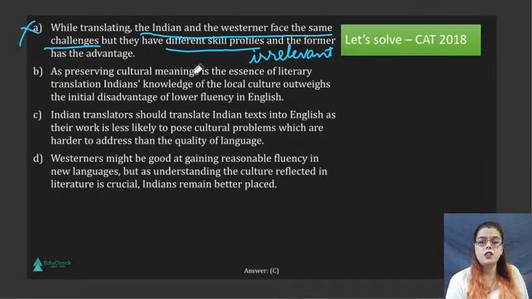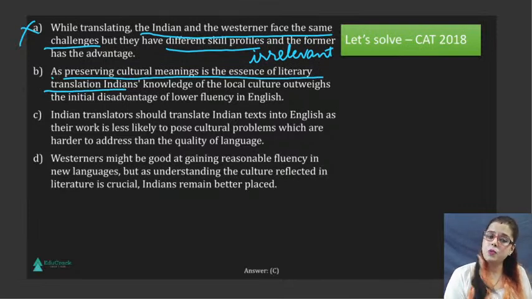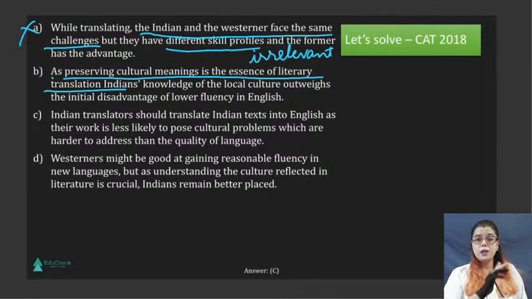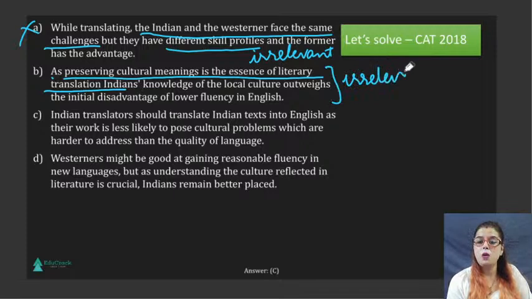Next, preserving cultural meanings is the essence of literary translation. Is that what the passage was about? Do you think the passage was about preserving the essence of literary translations? It was not. What was the passage about? The passage said, while translating, leave the translation to those people who have both the cultural and the language expertise, right? So this is not the content of the passage. This is again irrelevant and out of scope.